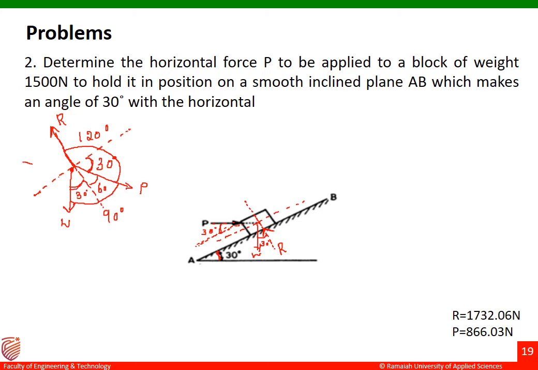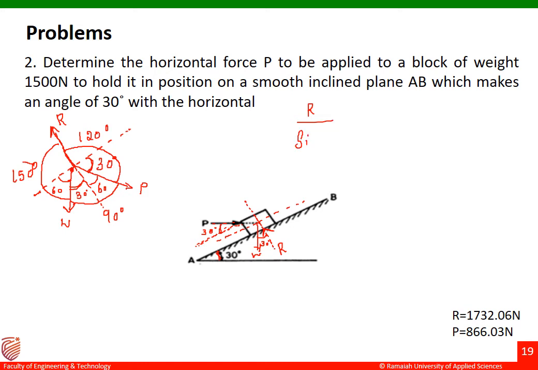Fine. If this is 30, this will become 60. The total angle made by R and W is 60 plus 90, which is 150 degrees here. Now, with the help of these three forces, we can write the Lami's theorem. Let me write it one by one.